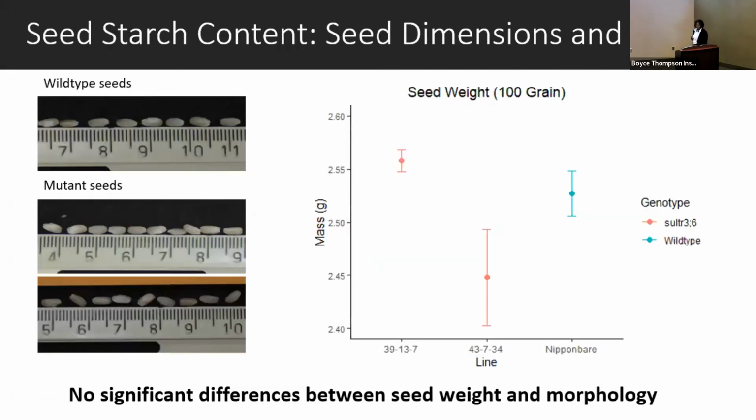However, we saw no significant differences in the appearance of our seeds, where you can see the wild type up top and the mutant down below. Just like when we saw the actual plants, if you put these two seeds side by side, you see no differences. Also, interestingly, in our 100 grain seed weight measurements, we also saw no significant differences. This is particularly interesting because a decrease in starch reserves is also heavily correlated to lower seed weight, since starch is the main compound that's contributing to seed weight overall.